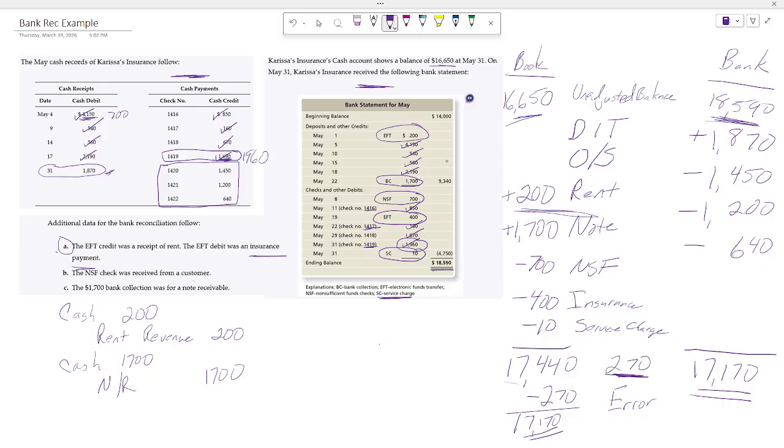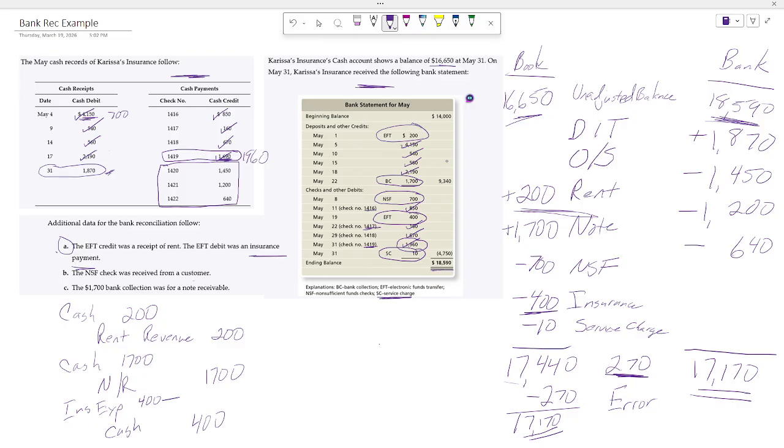Let's skip the NSF check for now. We'll come back to it. We spent $400 on insurance. If this were a regular transaction, you would just say, all right, well, that must be insurance expense, $400, and we credit cash $400 because we spent $400 in cash.